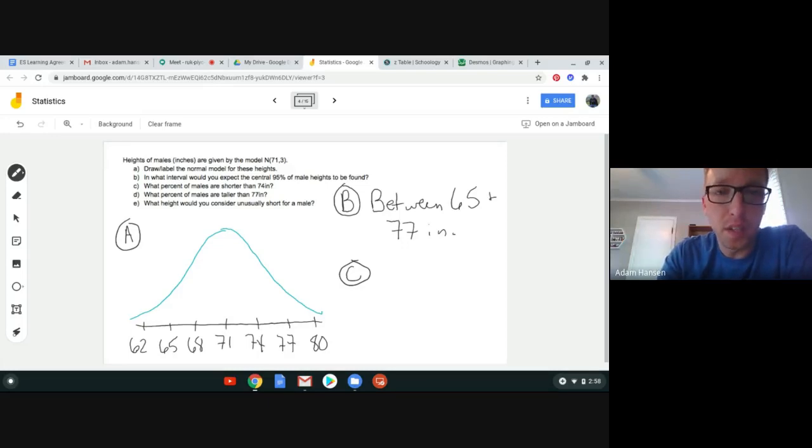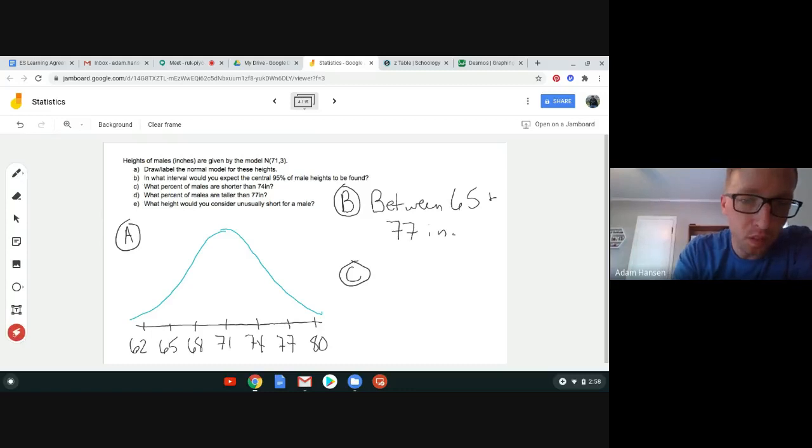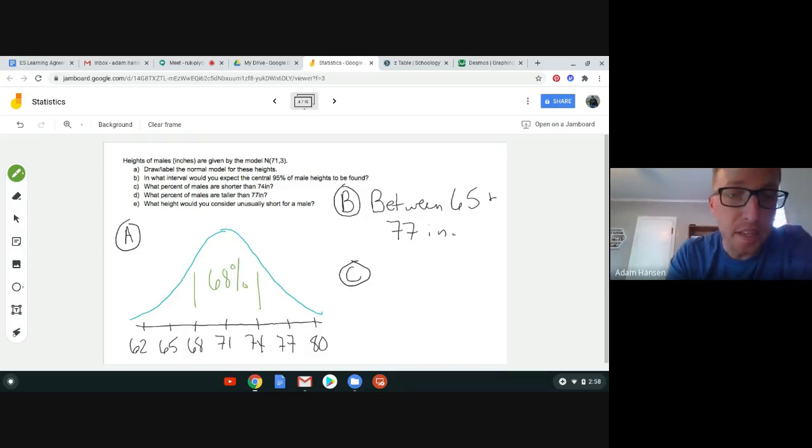What percent of males are shorter than 74 inches? So 74 inches is 1 standard deviation above the mean. So what's everything here? Less than 74 inches. Now keep in mind, between 1 standard deviation, from 68 to 74, that would be the 68%. Which means that in either tail, I have the remaining 32%. So on either side, half of 32 makes 16.